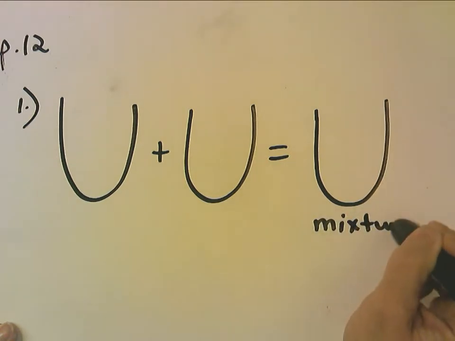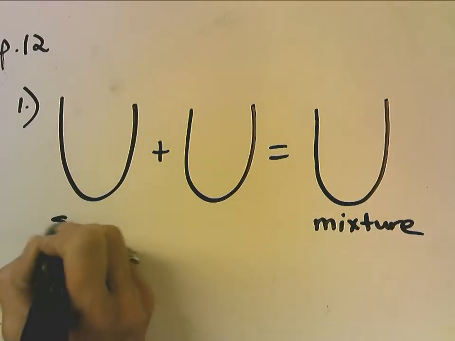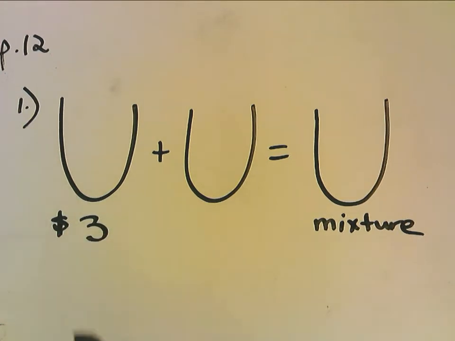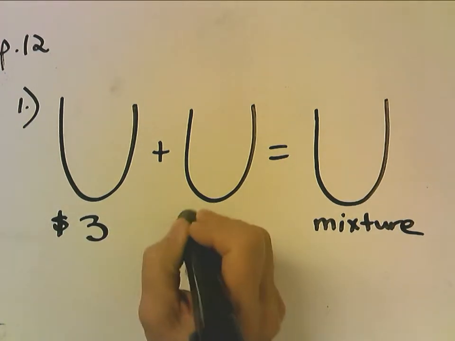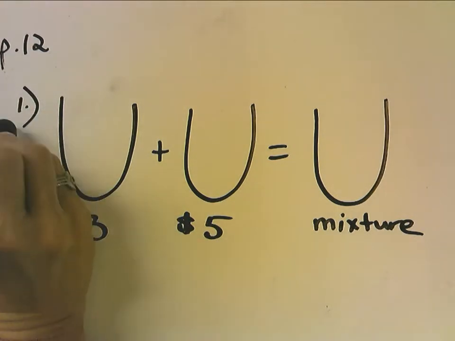So for these problems, I'm going to use these beakers. And these beakers are just going to help me organize the information. Now, you do not have to use my beakers, but if you use my beakers, it will include all the information you need. Okay? So, the first thing I'm mixing is coffee beans that sell for $3, coffee beans that sell for $5, and then I'm going to have a mixture.